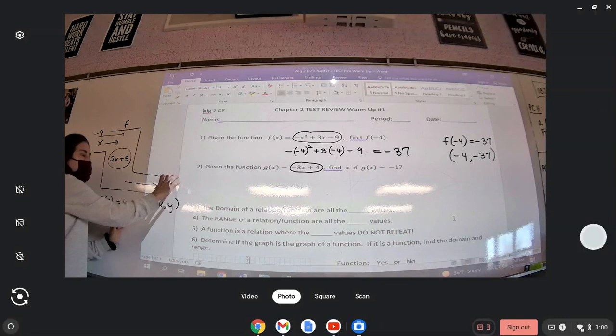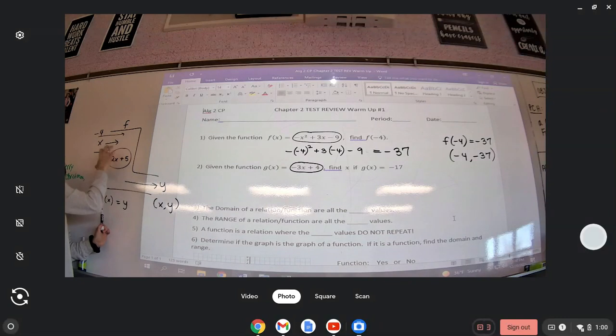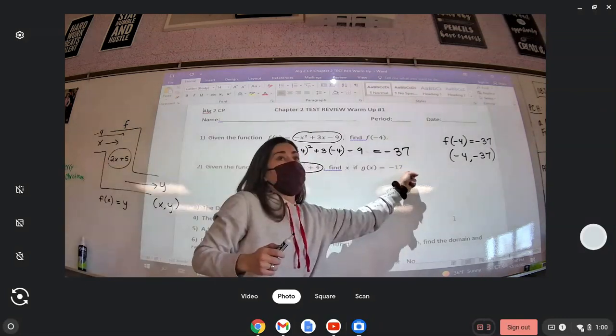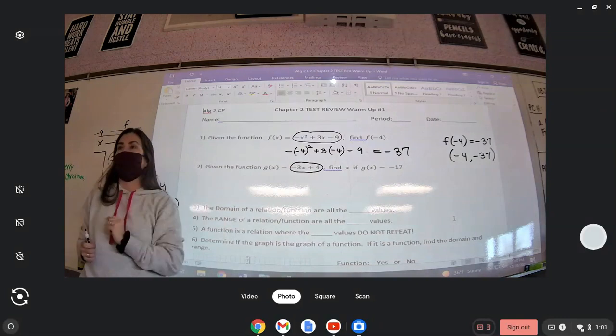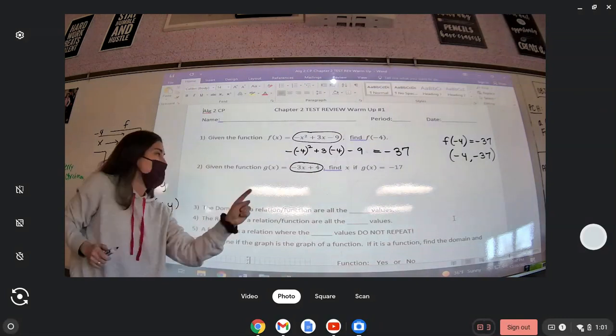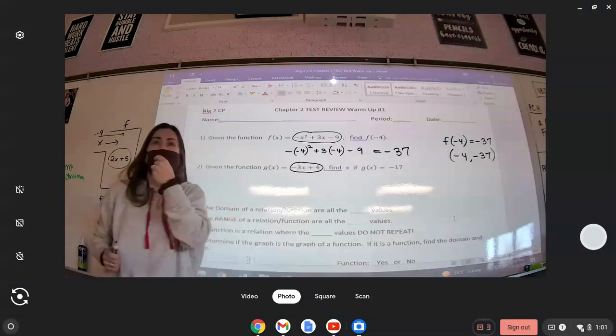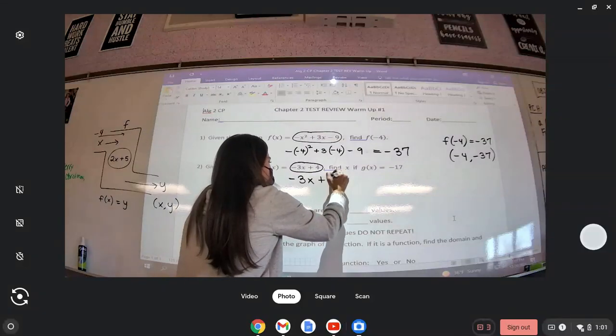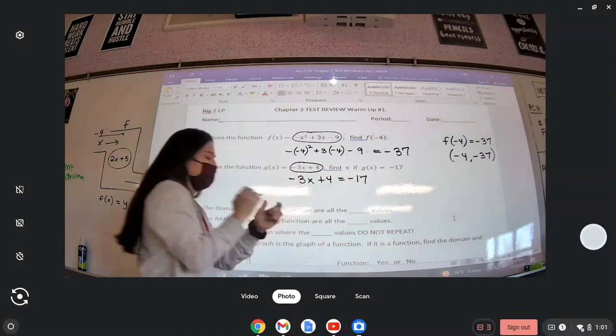So guys, he came out. You got to figure out what made your rule equal that output. So you got to take your rule, set it equal to your output, and solve for x. You got to figure out who went in to that rule to make negative 17 the number that came out. So when will negative 3x plus 4 equal negative 17?